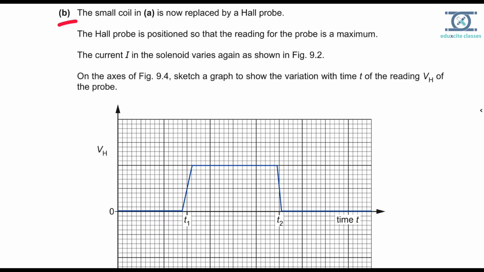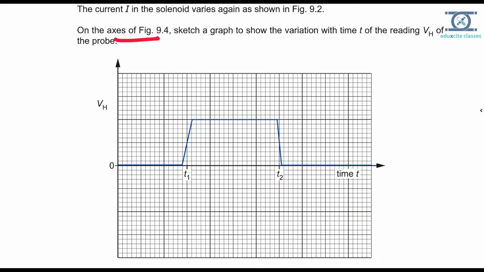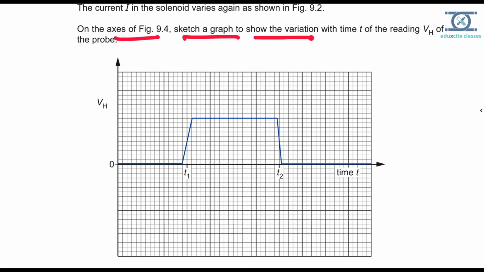Now in the B part, the small coil is now replaced by a Hall probe, and the Hall probe is positioned so that the reading we are getting is a maximum. The current in the solenoid varies again as before, which is shown in figure 9.2. Now on the axis of 9.4, sketch a graph to show the variation with time t of the reading, that is the Hall voltage of the probe.